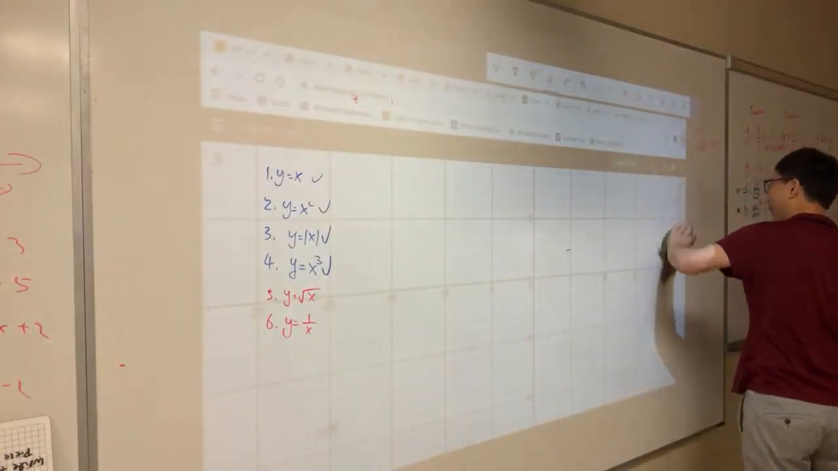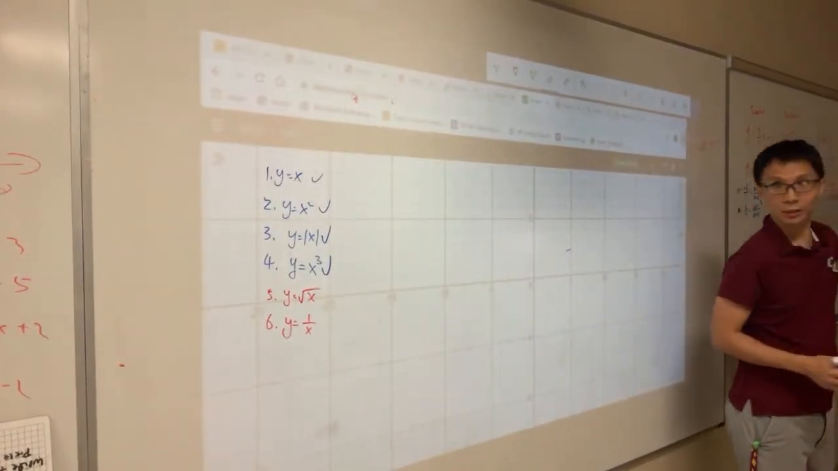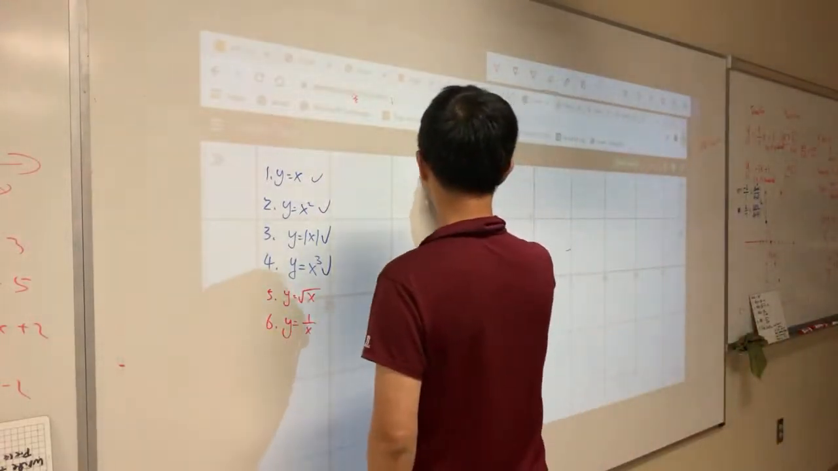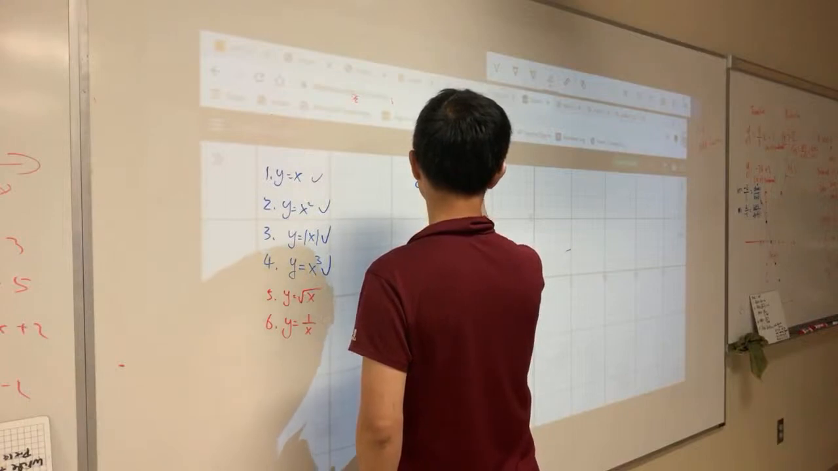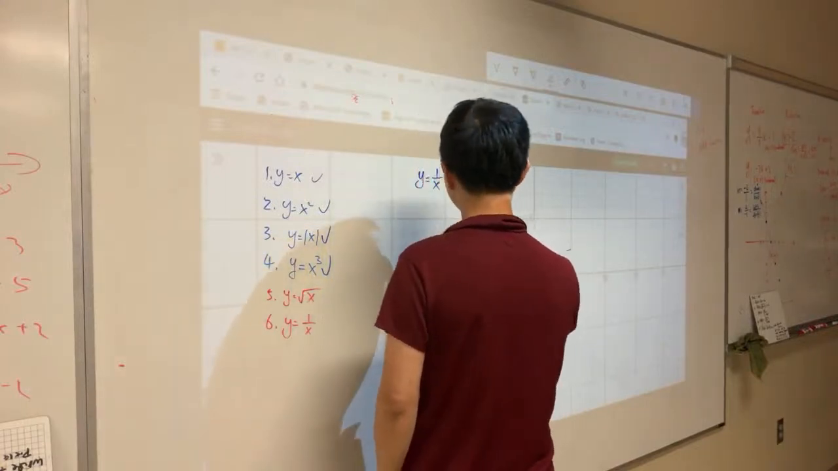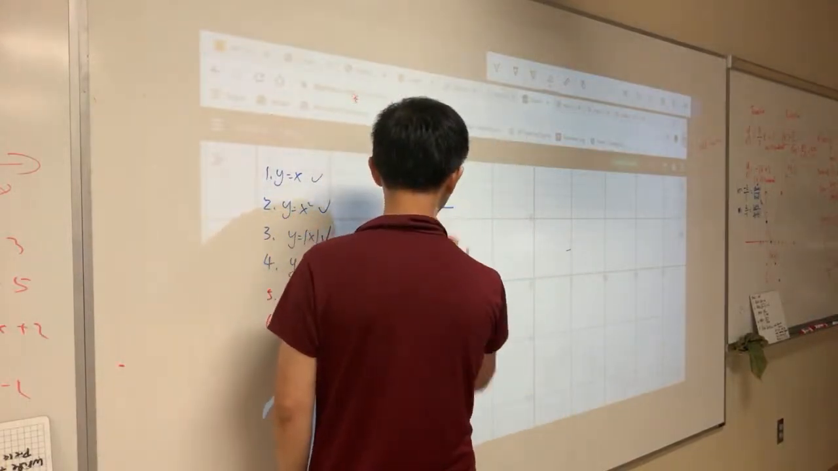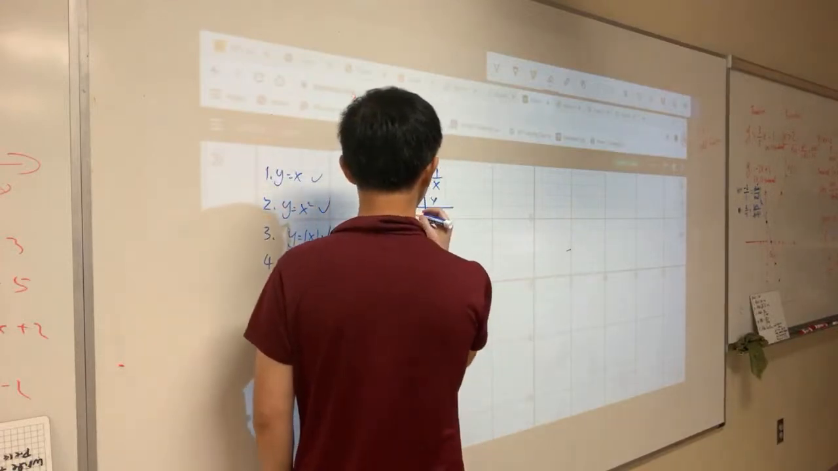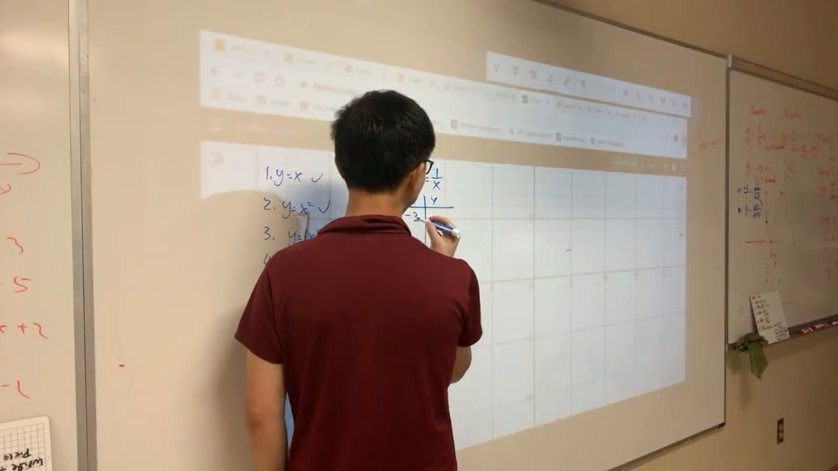My favorite one. Of all the parent functions, I like this one the most. It has so much information. 1 over x. You can do a t-chart on that, but you have to plug in more than one value. So we're going to start with -3.